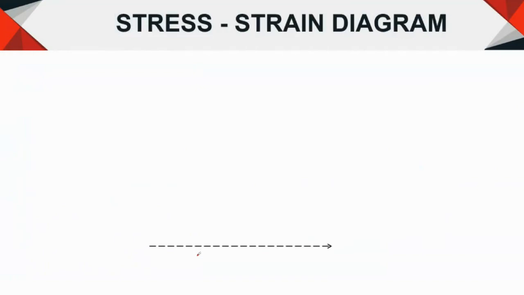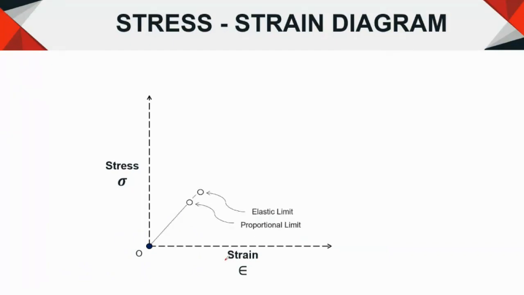Ito siya. Ayan. So, sa x-axis, we have the strain. And then, sa y-axis, we have the stress. Ayan. So, meron tayo ditong proportional limit, the elastic limit, the yield point, the ultimate strength, and yung ating rupture strength. So, ito yung isang example ng stress-strain diagram. So, i-identify natin or i-define natin bawat isa.